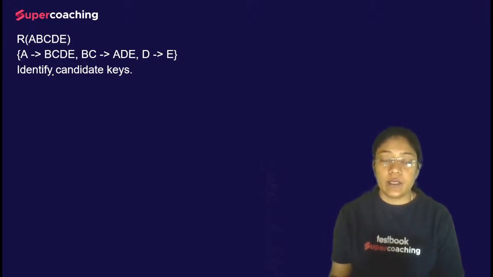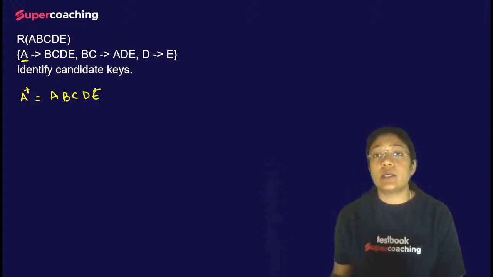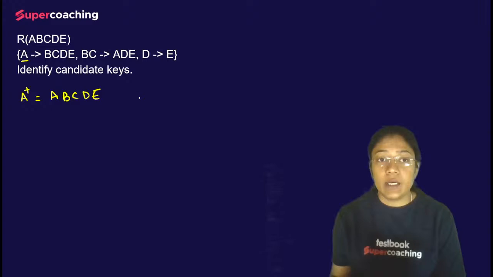Relation R has 5 attributes. कहाँ से find out करना शुरू करेंगे? A से. A closure will be determining itself. A is determining B, C, D, E, and it has determined all the attributes of the relation. तो definitely it's a super key.